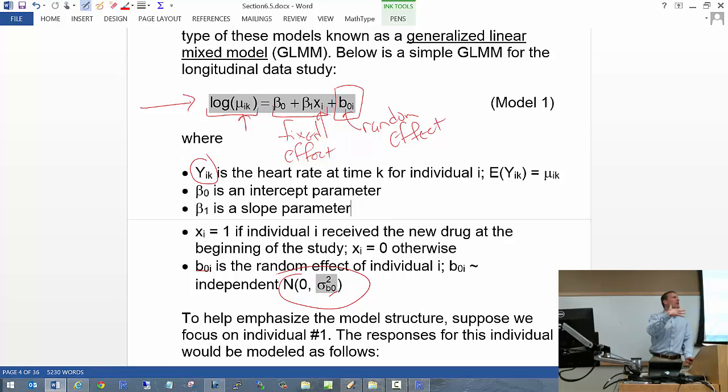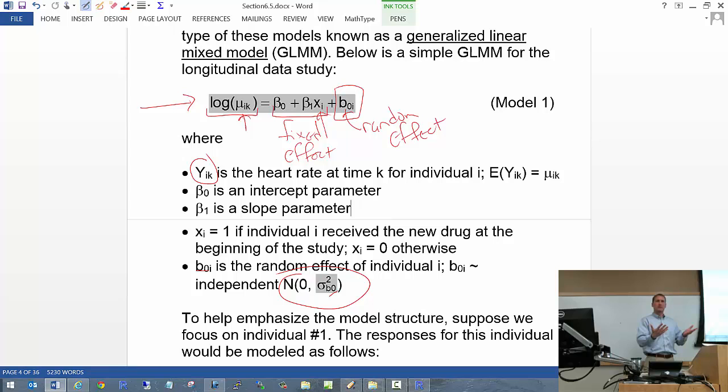Now somebody else, maybe their heart rate is typically lower than most people on average. And so their B0 will be negative. When you look at their mean response at each of the time points, you're essentially starting at a lower point. And so the way that you take into account this dependence is by each of the observations for an individual sharing the same B0 realization.